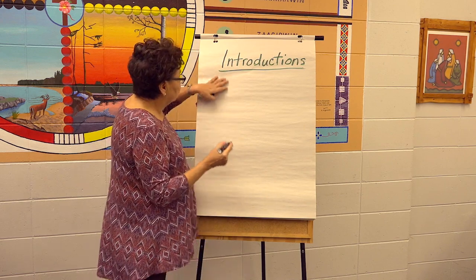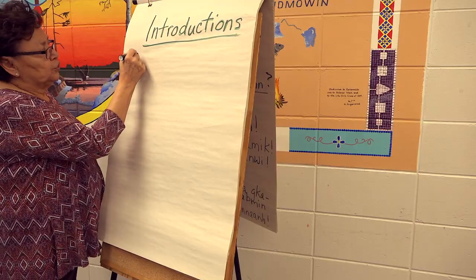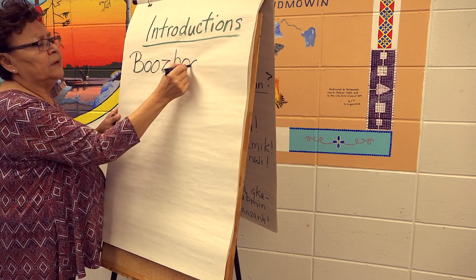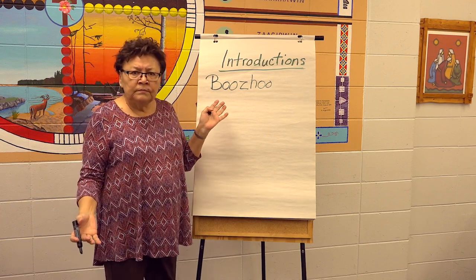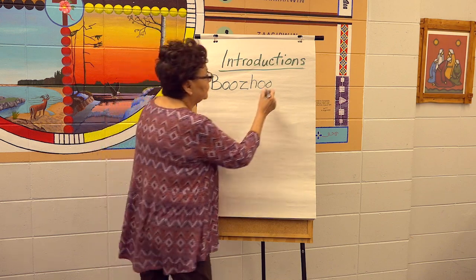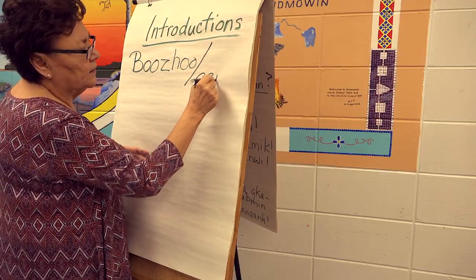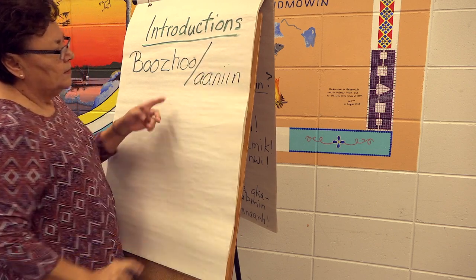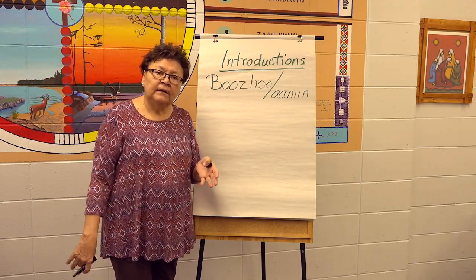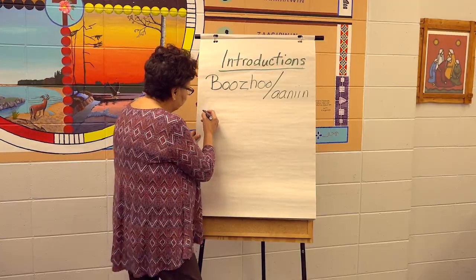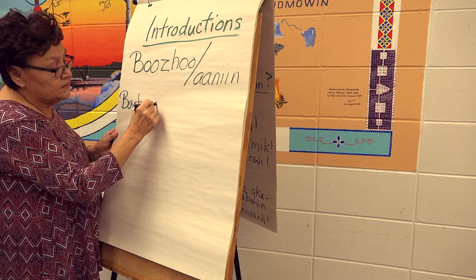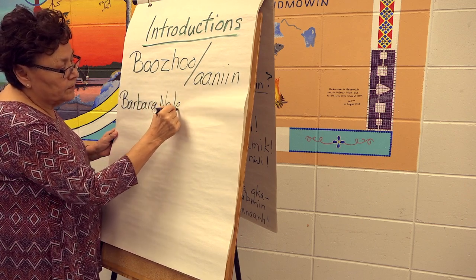Okay. So, we can say Boozhoo, or you can say Anin. Some people say Boozhoo and then have a pause and then they say Anin. So let's do that. That's a pause there. So Boozhoo, Anin. And then you would proceed with your name. Okay? In this case, I'll use my name.